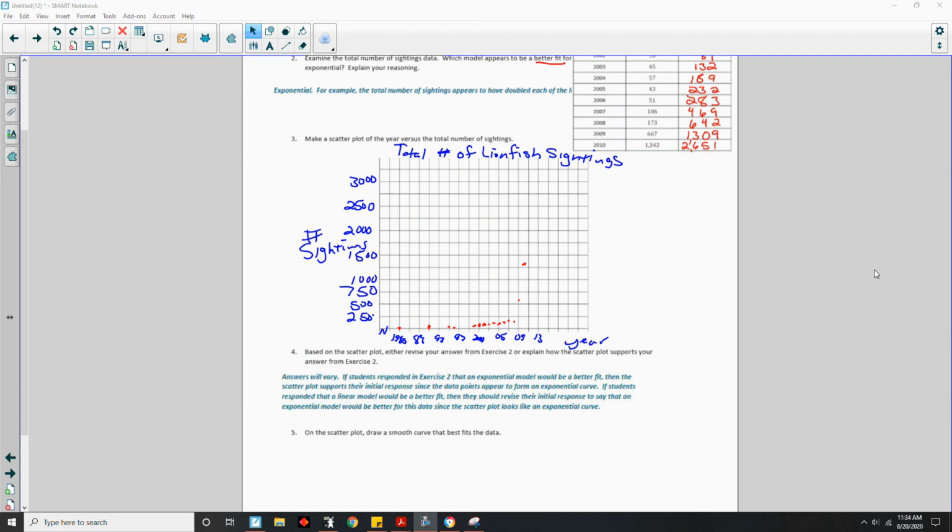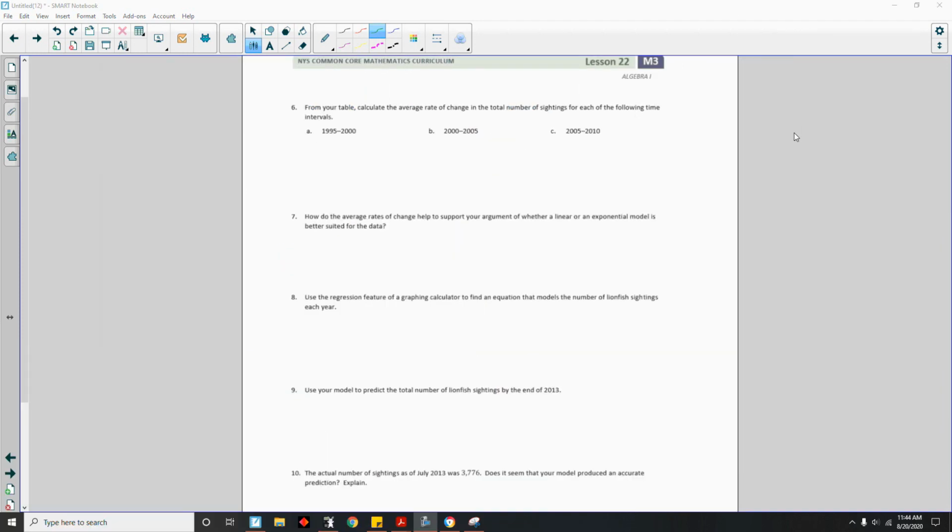Number 5 says, on the scatter plot, draw a smooth curve that best fits the data. So if I drew a smooth curve now, it's going to come up like so. It's going to curve, and then it's going to curve up like so. Again, your points will not be exactly on the line, but they should be close.